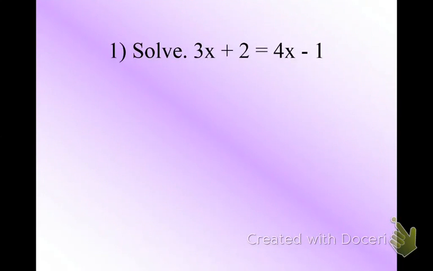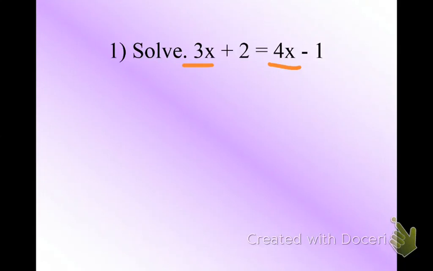And here's our first example. It says to solve this problem, 3x plus 2 equals 4x minus 1. Excuse me if I'm sounding a little nasally, I'm getting sick. But essentially you see a 3x here and a 4x here, which shows us that we have variables on both sides of the equation.